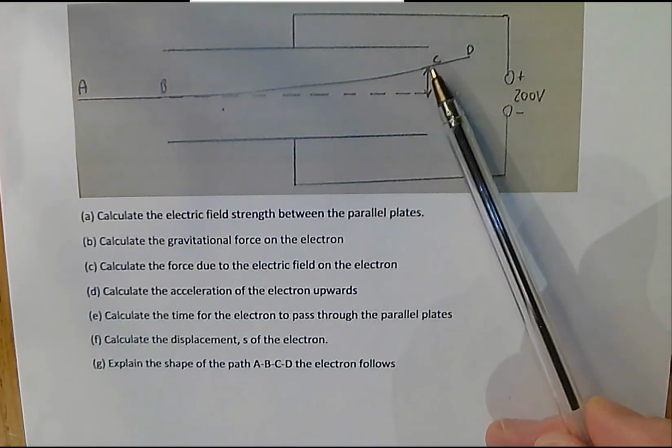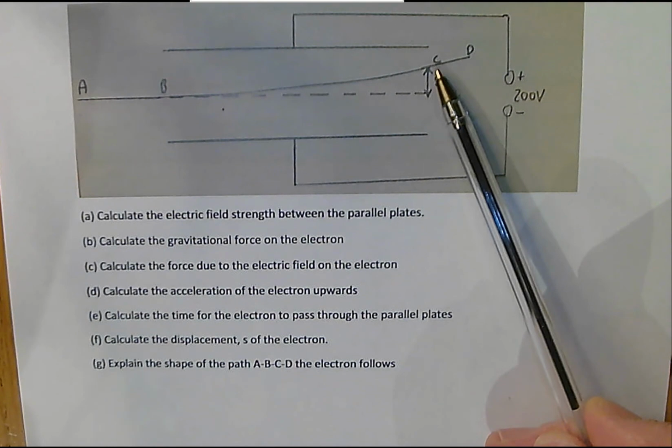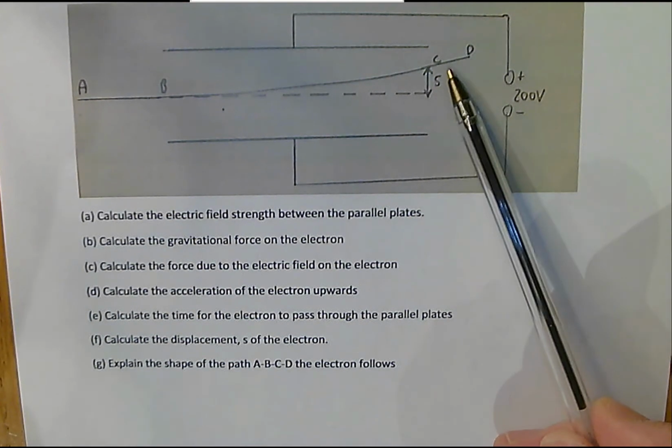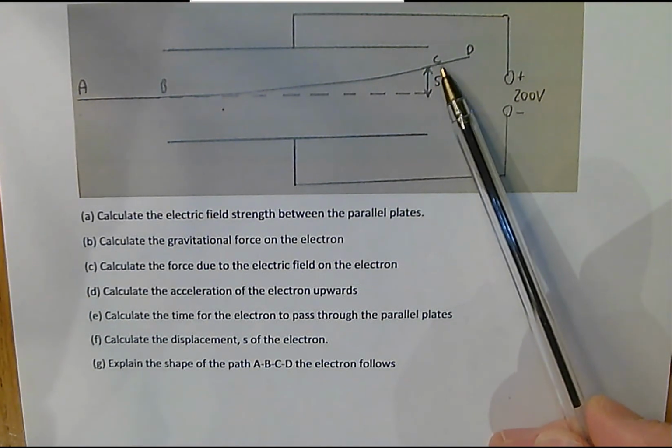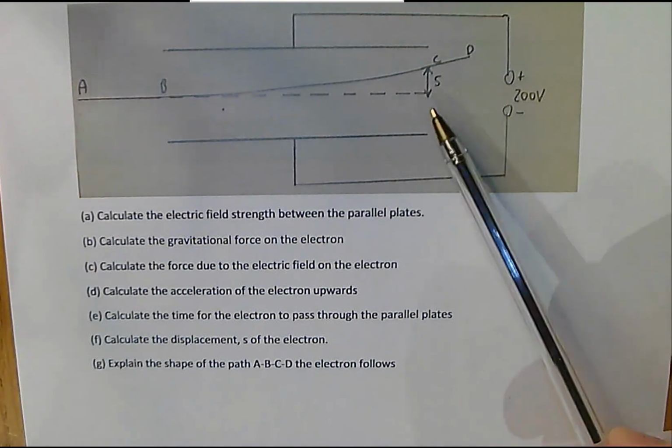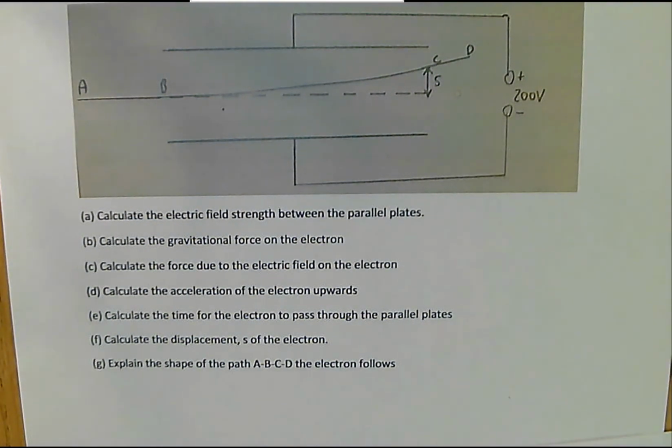When it reaches C, there's no longer any electric field acting upon it, so there's no forces acting upon it because the weight is negligible, so it follows a straight path to point D.